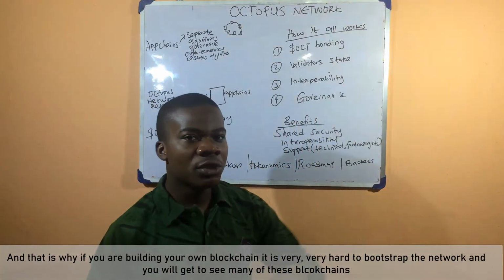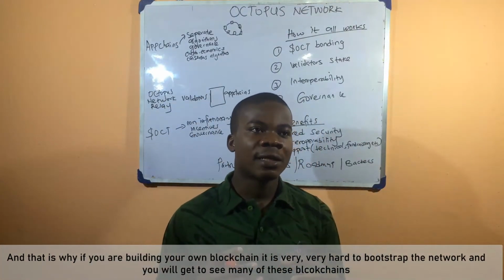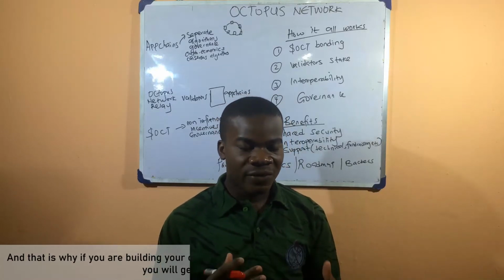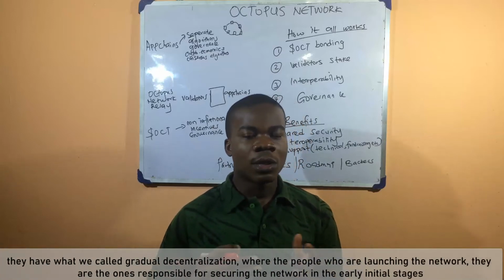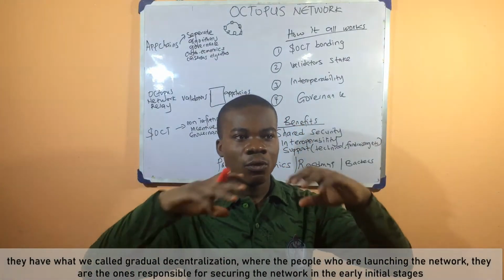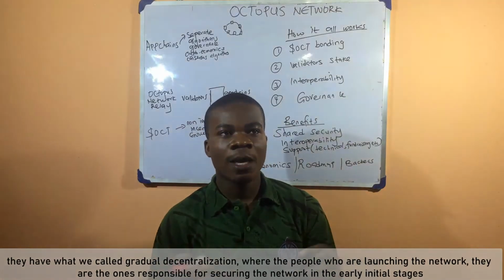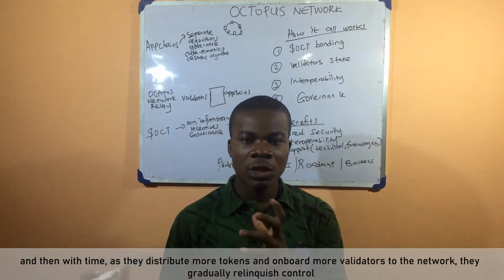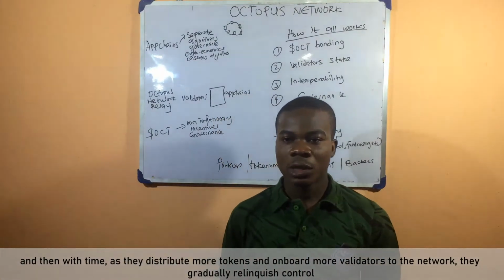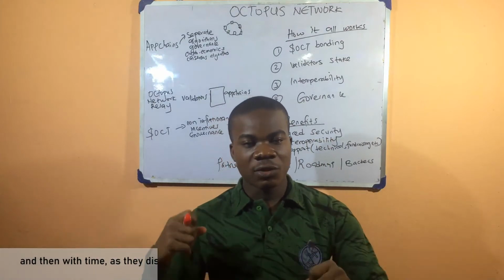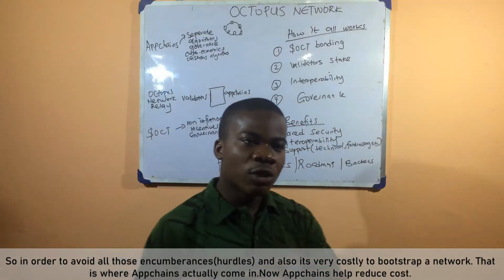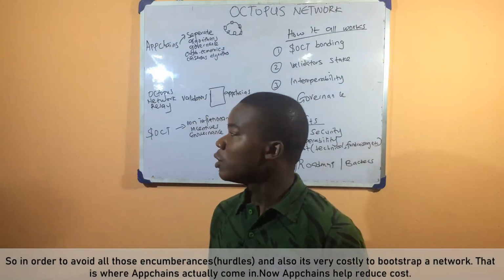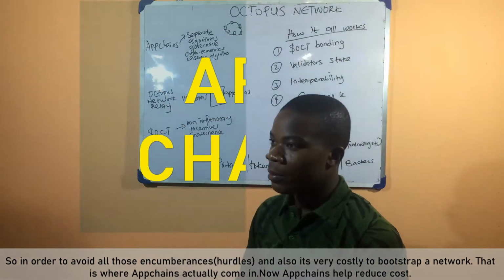And that is why, if you are building your own blockchain, it is very, very hard to bootstrap the network. Many of these platform blockchains have what we call gradual decentralization, where the people launching the network are responsible for securing it, and then with time, as they distribute more tokens and onboard more validators, they gradually take their hands off the network. So to avoid those encumbrances, and because it's very costly to bootstrap a network, that is where Appchains come in.